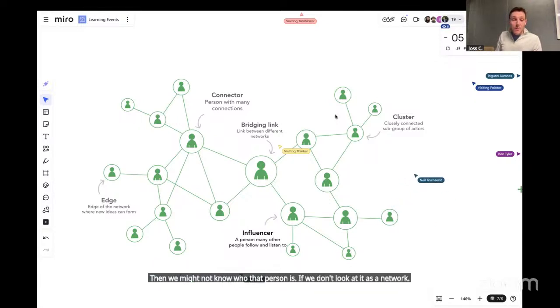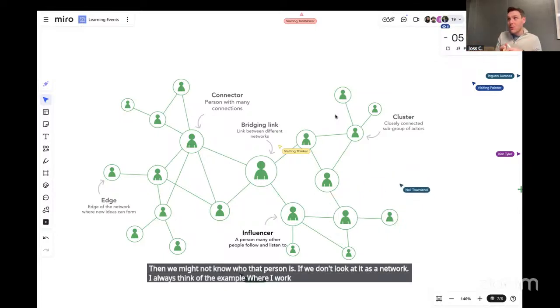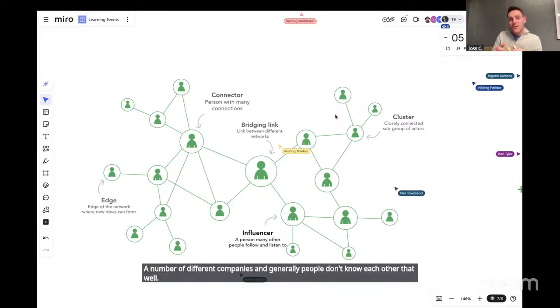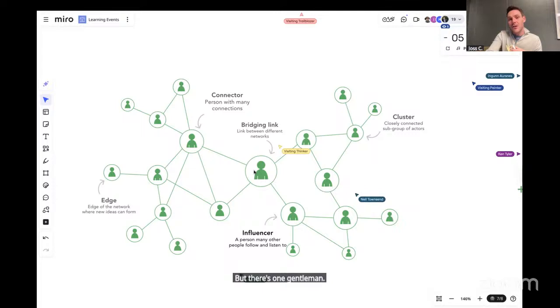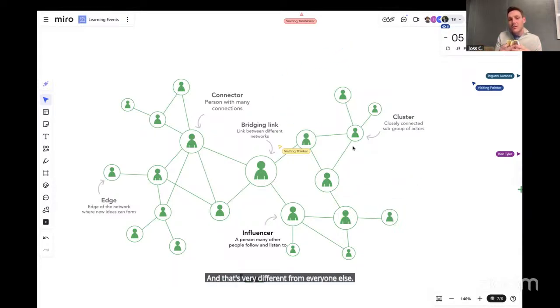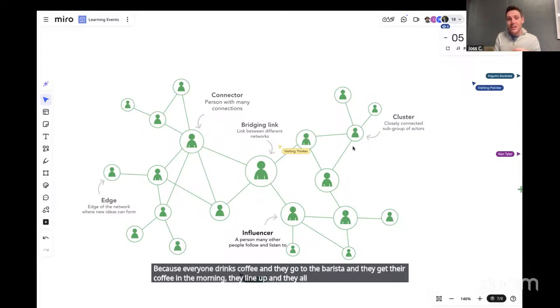I always think of the example of where I work at WeWork at Tower Bridge again. There's a few hundred people in the WeWork, a number of different companies, and generally people don't know each other that well. But there's one gentleman at the center here who knows almost everyone, most of the people in that building. And that's very different from everyone else. And that gentleman is the barista, because everyone drinks coffee and they go to the barista and they get their coffee in the morning, they line up and they all chat with him. And he's a very friendly Turkish gentleman, and they all know him and they all like him. Actually, he's a very likable person.